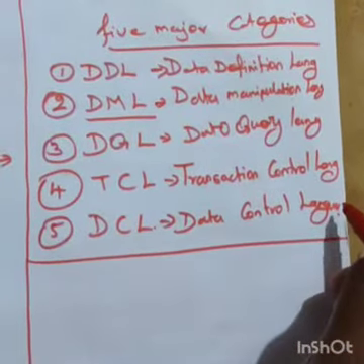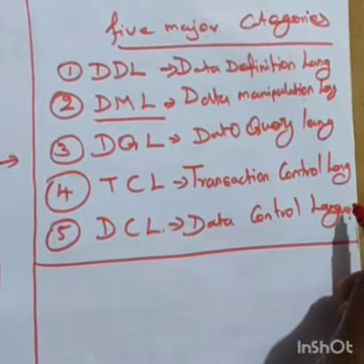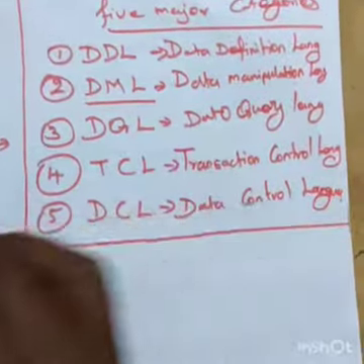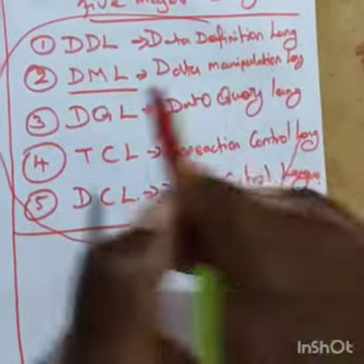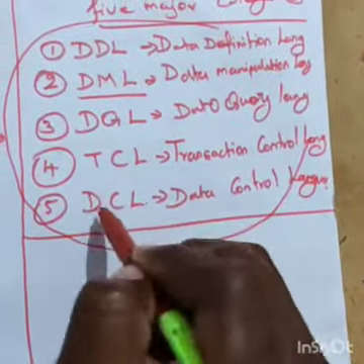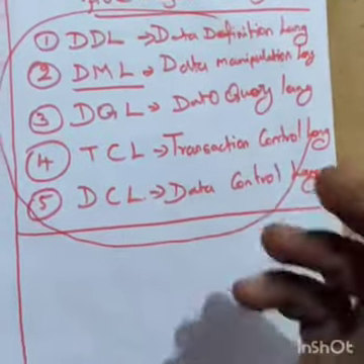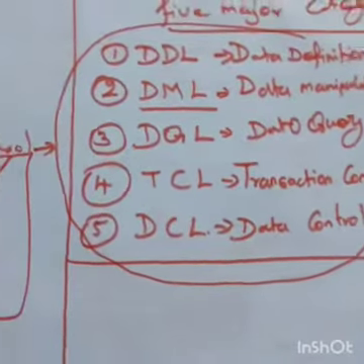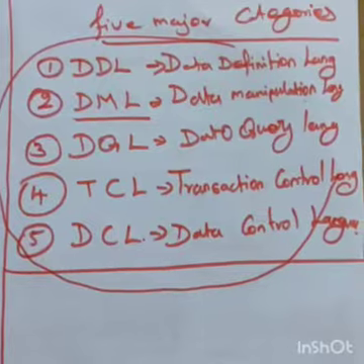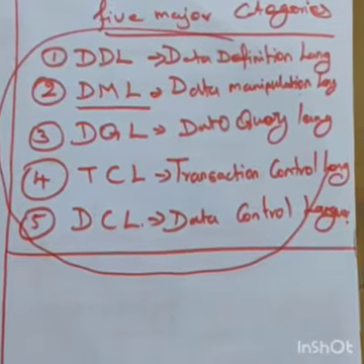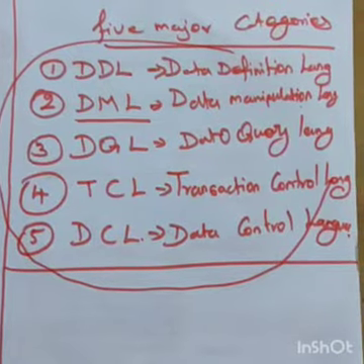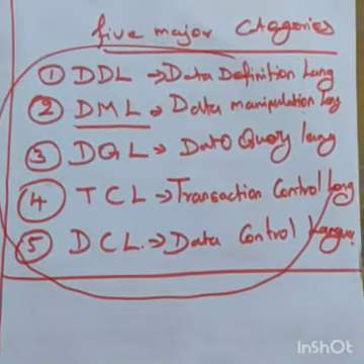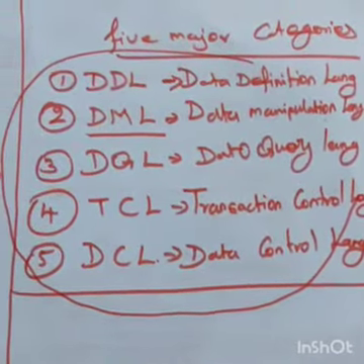So these are the types of SQL commands, the five major components: DDL, DML, DQL, TCL, DCL. Each and everything will be done, and some specific functions will be done. I will teach you these in the next class. When these five categories are finished, the chapter is over.